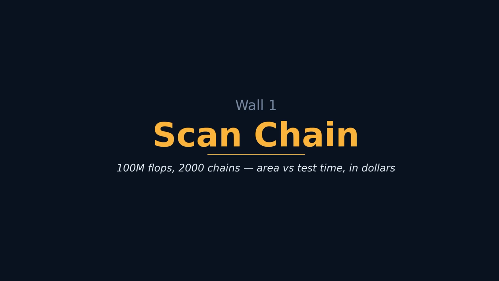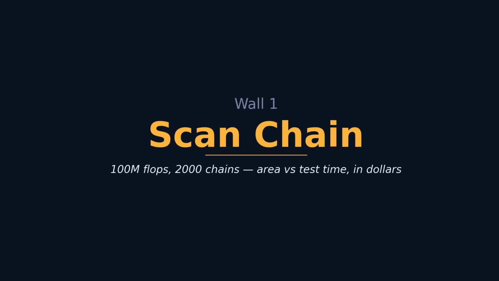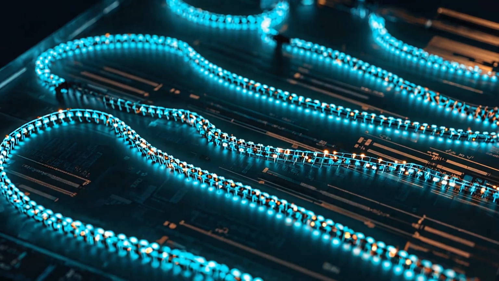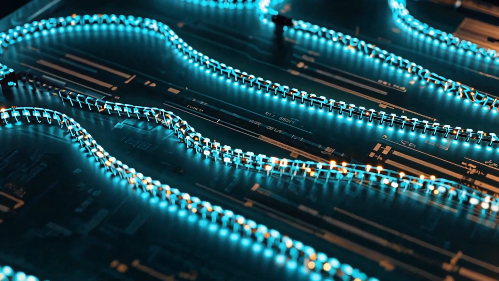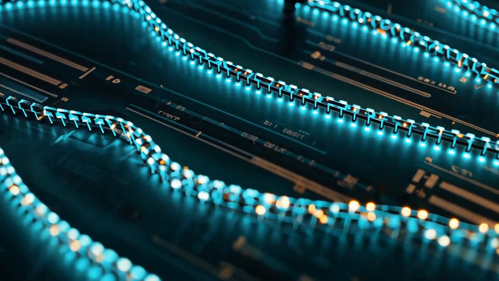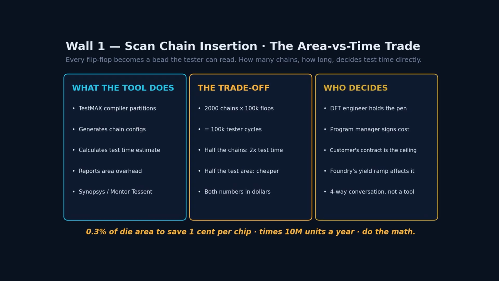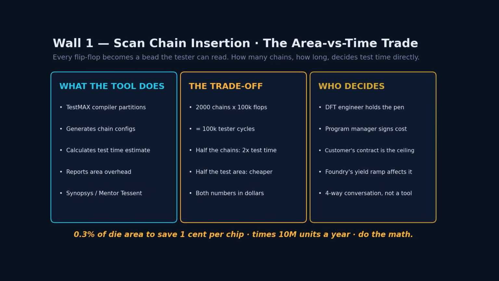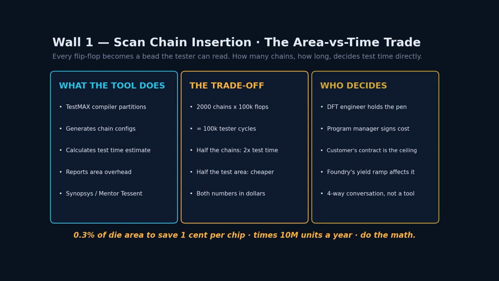Walk through them. Wall 1 is scan chain insertion. The DFT engineer takes every flip-flop in the design, several 100 million of them on a modern AI accelerator, and wires them together into chains that the tester can shift values through. Like a long string of beads, where each bead is a state element the tester can both write and read. The number of chains and the length of each chain decides the test time directly.